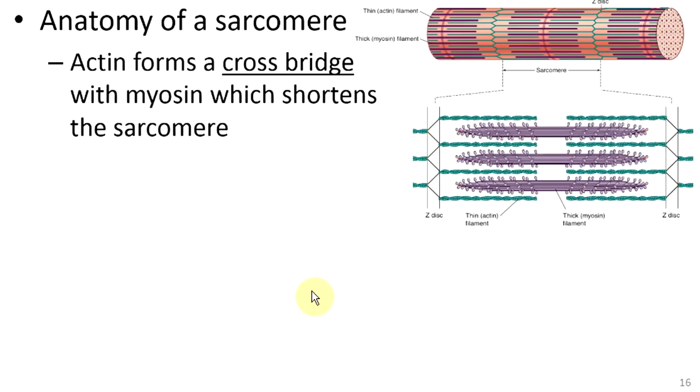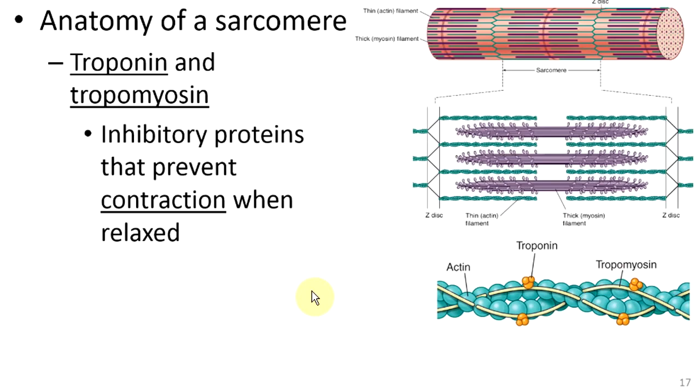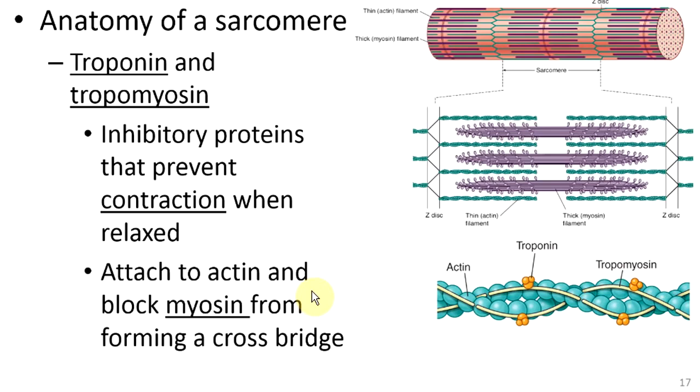Okay, so actin forms what is called a cross bridge, and that's an official term, with the myosin. When they interact, they shorten with each other. Now, covering the actin are two proteins called troponin and tropomyosin. They're inhibitory proteins, and they prevent the interaction between the actin and the myosin so that we don't form cross bridges when the muscle is relaxed. When we send the impulse to contract a muscle, it removes those inhibitory proteins, so you can actually have the muscle contraction.